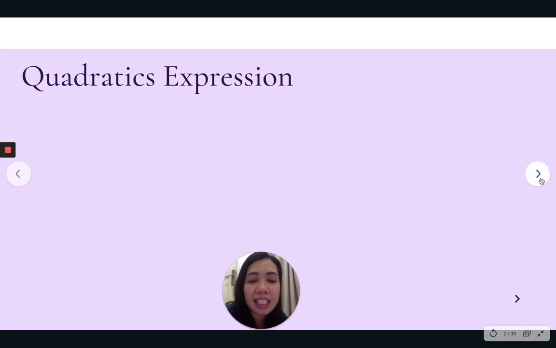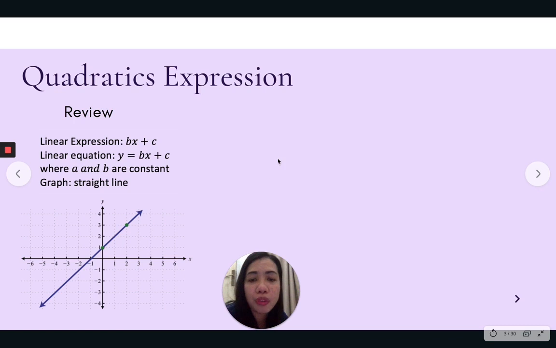What is the linear expression? Okay, let's review first. Linear expression, or we can call it a linear polynomial. So you can use either linear expression or linear polynomial. They point to the same thing, which is bx plus c. That is the linear polynomial, with b and c being constants or real numbers.